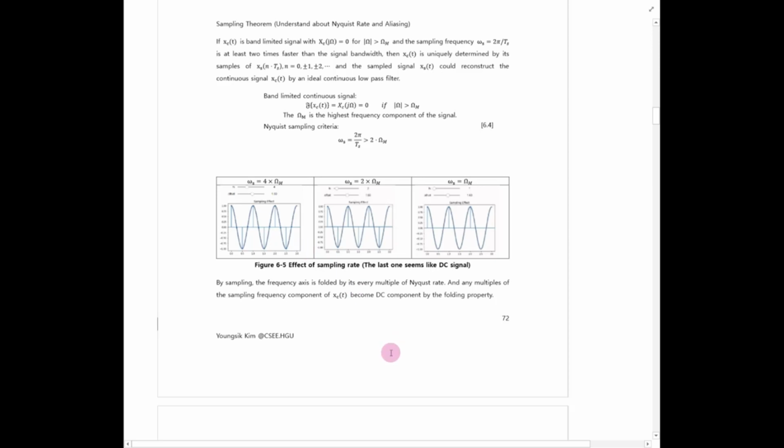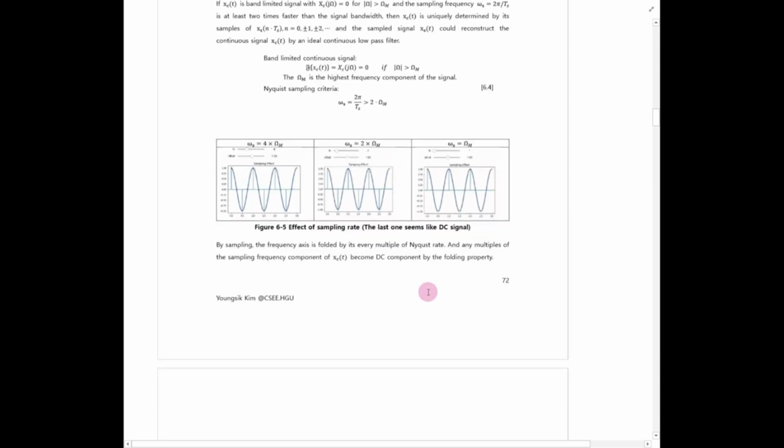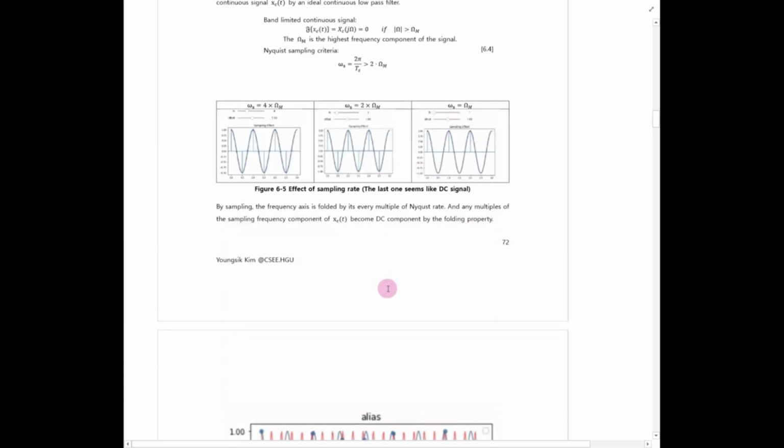How we interpret this behavior, as I talked to you, that omega s equals omega m seems like a DC. So we can think that by sampling, the frequency axis is folded by every multiple of the Nyquist rate. Every integer multiple of the sampling frequency omega s can be understood as a DC component.